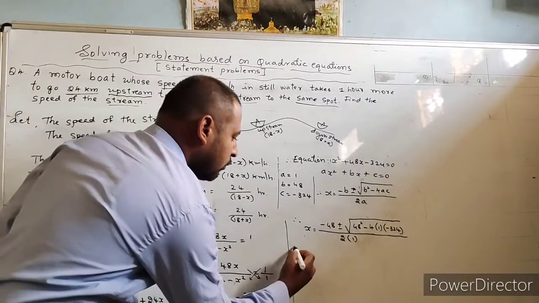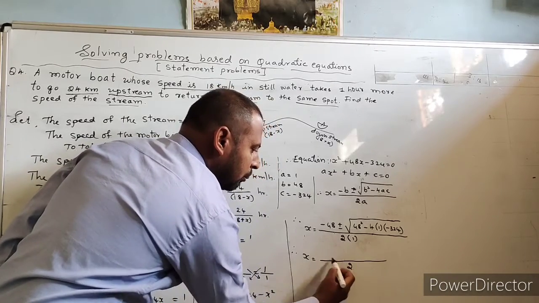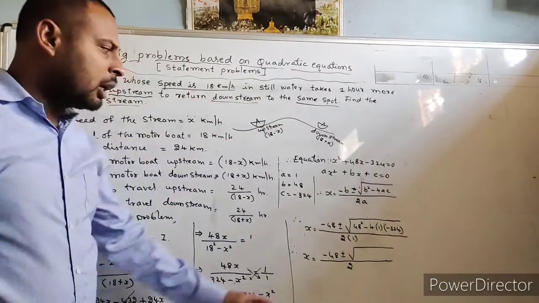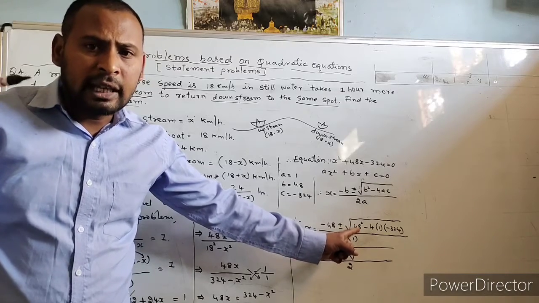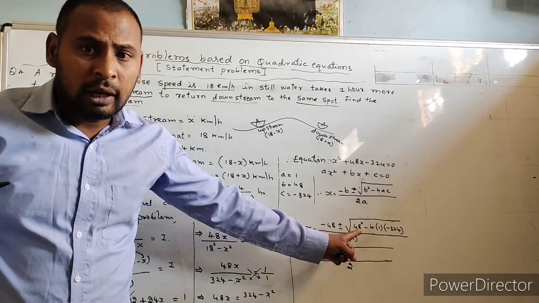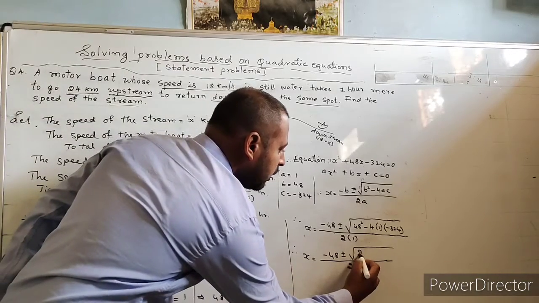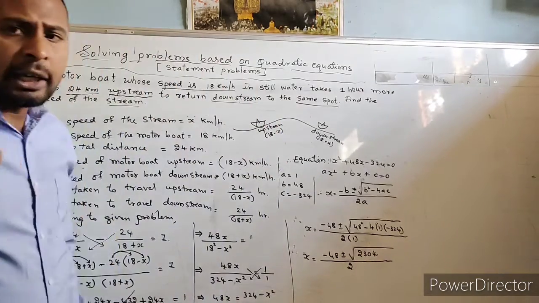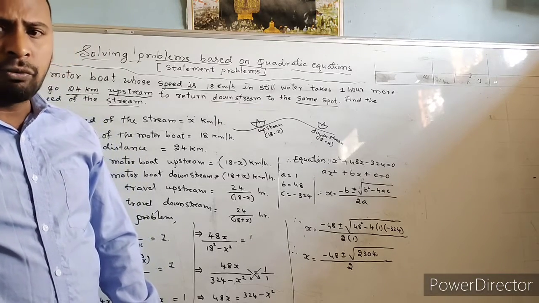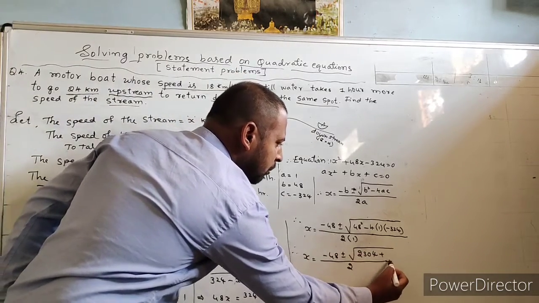Now simplify this. Therefore x is equal to, in the denominator, 2 ones are 2, minus 48 plus or minus root. Now here we have 48 square. Now what is the value of 48 square? 48 square value is 2304. Now you multiply 48 into 48, we can get 2304. And then you multiply minus into minus, plus.